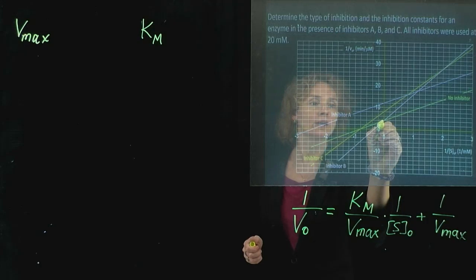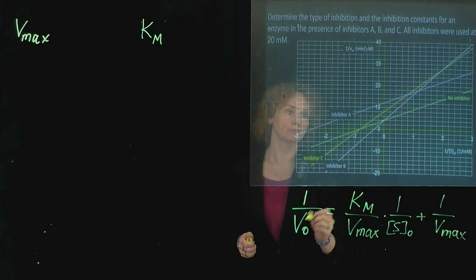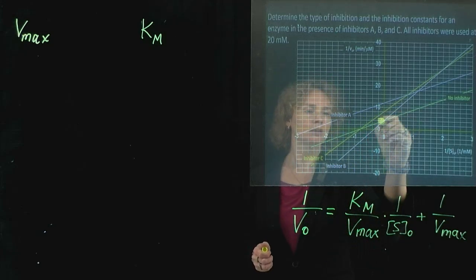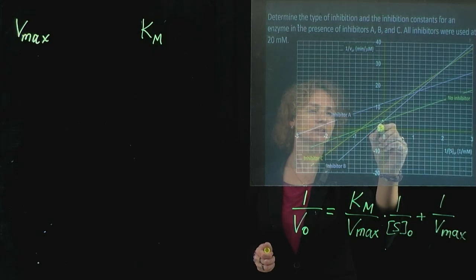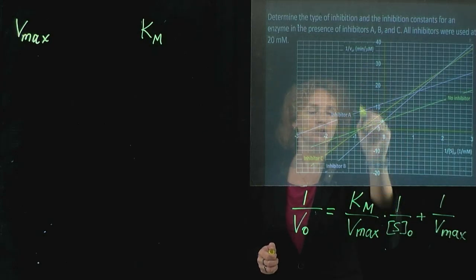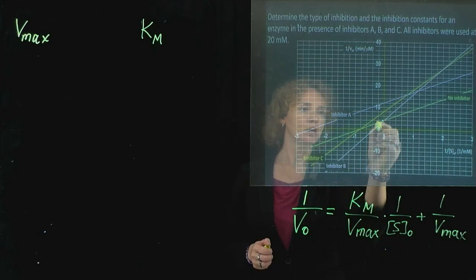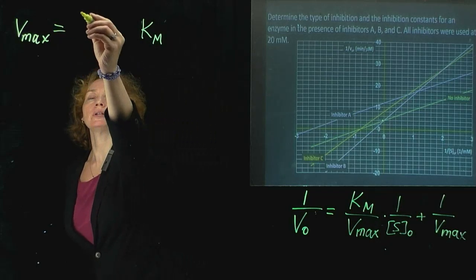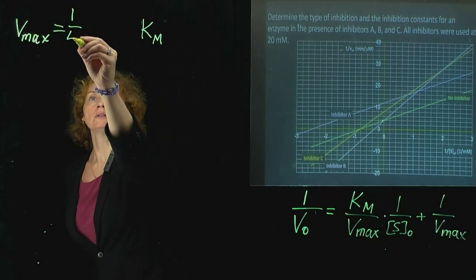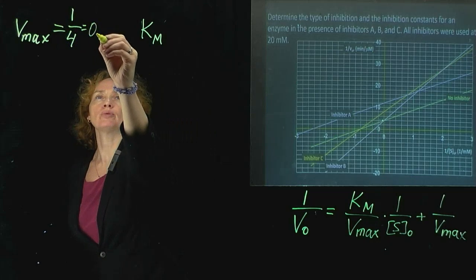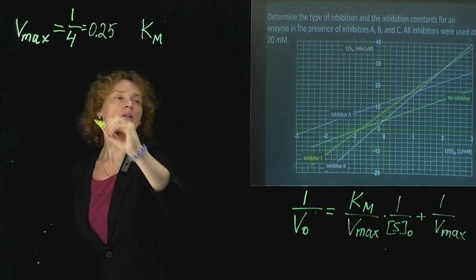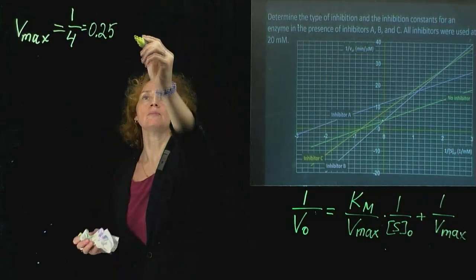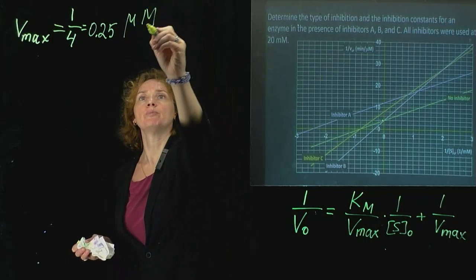So this is my y-intercept in the absence of inhibitor. And here each tick is 2 units of the y-axis, right? So Vmax in the absence of inhibitor will be 1/4, or 0.25 micromolar per minute.